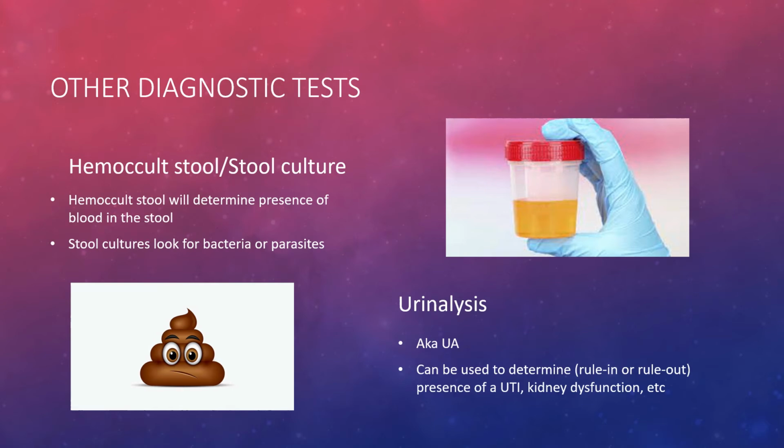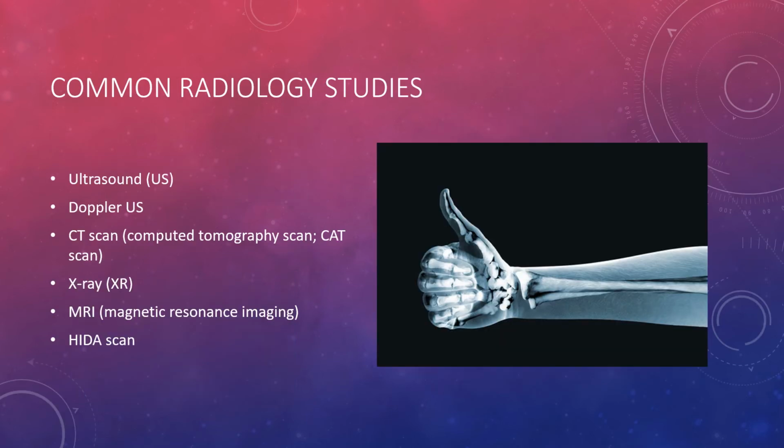And then urinalysis, pretty common, aka UA, can be used to rule in or rule out the presence of UTI, kidney dysfunction, etc. Now let's move on to some common radiology studies. So we have things like ultrasound, Doppler ultrasound, CT scan, X-ray, MRI, and a HIDA scan.